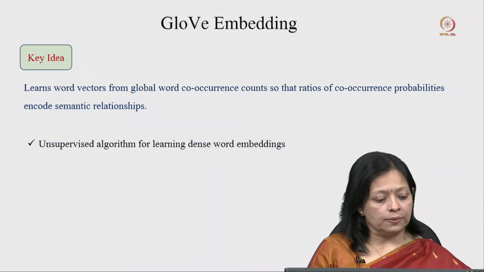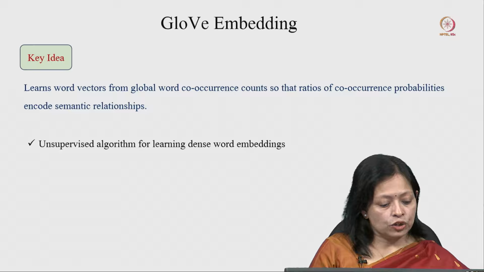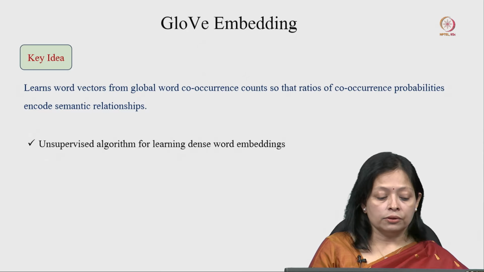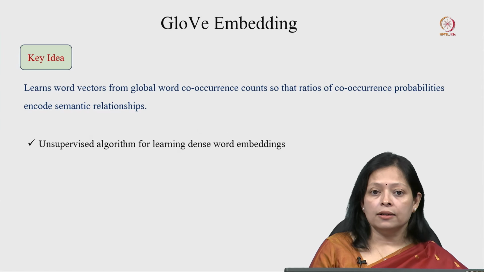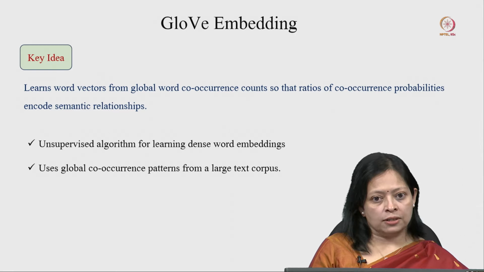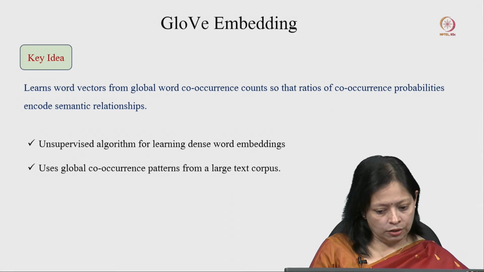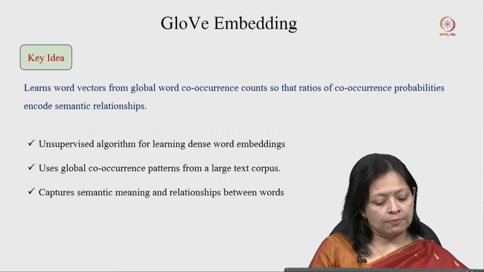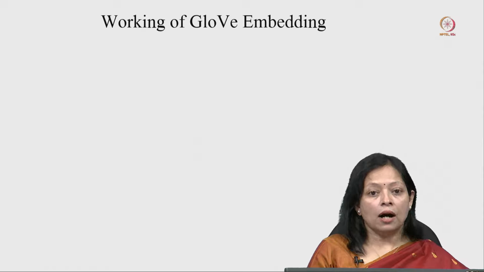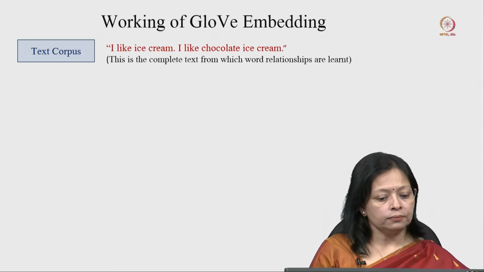So, it is basically an unsupervised algorithm for learning dense word embeddings, and it uses a global co-occurrence pattern from a large text corpus and captures the semantic meaning and relationship between words. Now, we will see how this GloVe works.